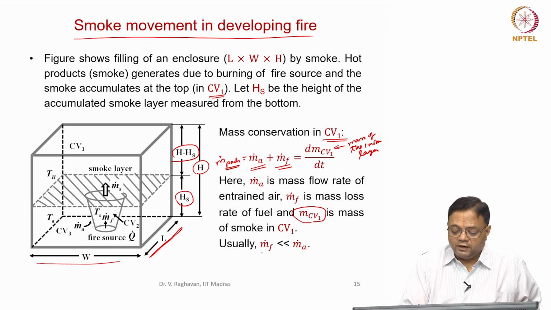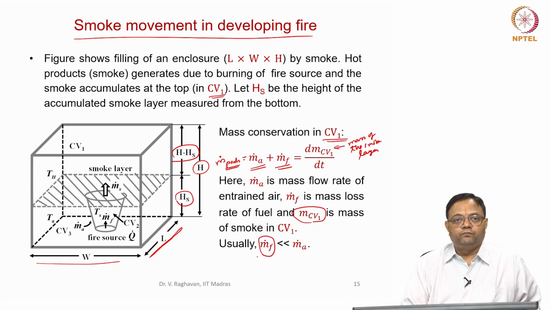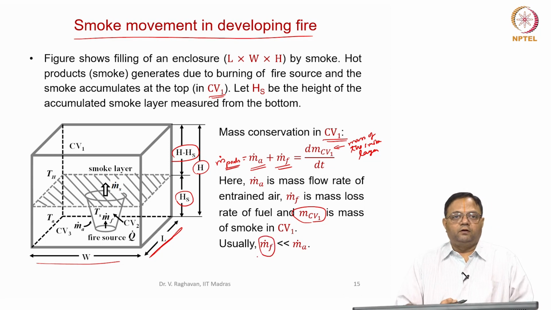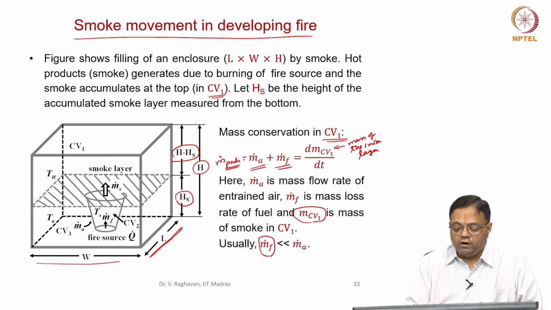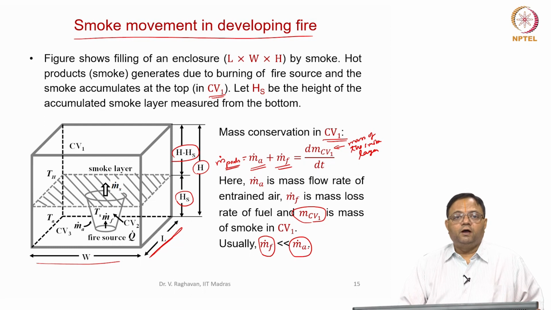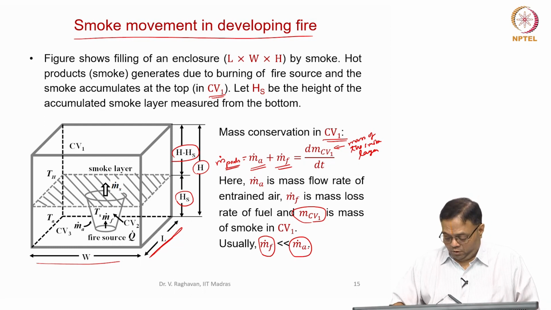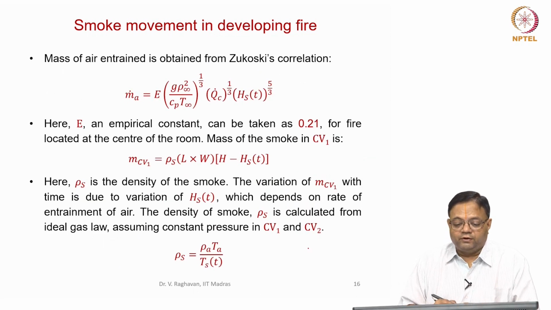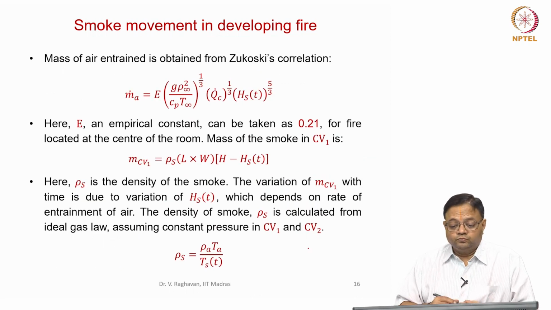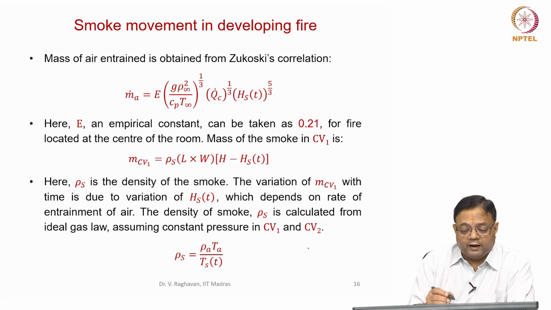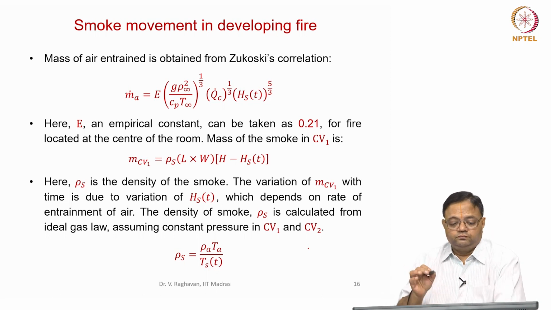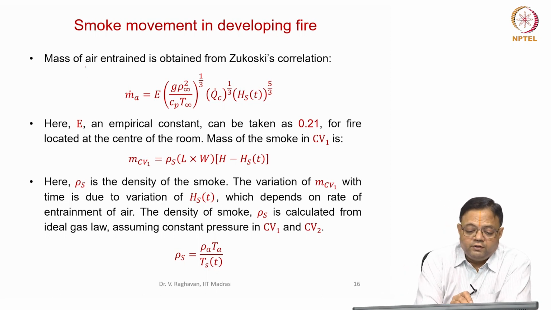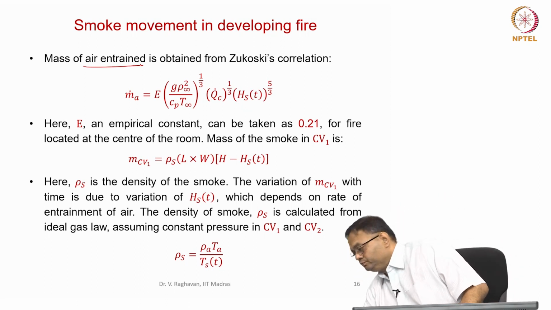So now, generally, the mass lost by the solid fuel or any condensed fuel, or the mass flow rate of fuel, will be much lesser than the mass of the air which is entrained. So I can say I can neglect the mass flow rate of the fuel. Now what is the mass flow rate of the air?